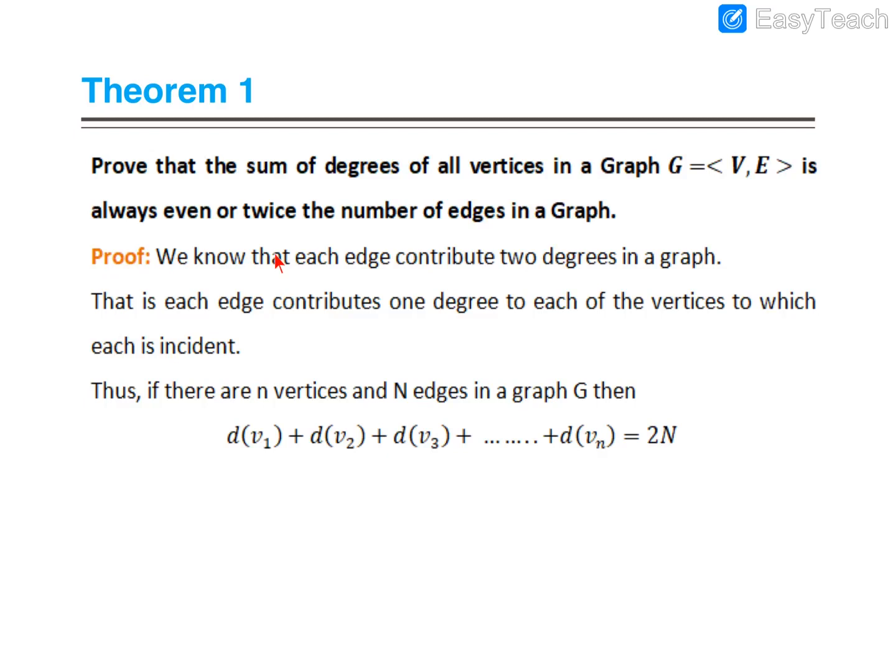We know that each edge contributes 2 degrees in a graph. That is, each edge contributes 1 degree to each of the vertices to which it is incident. Thus, if there are n vertices and N edges in a graph G, then degree of V1 plus degree of V2 plus degree of V3 plus up to plus degree of Vn must be twice N, that is twice the number of edges in a graph G.